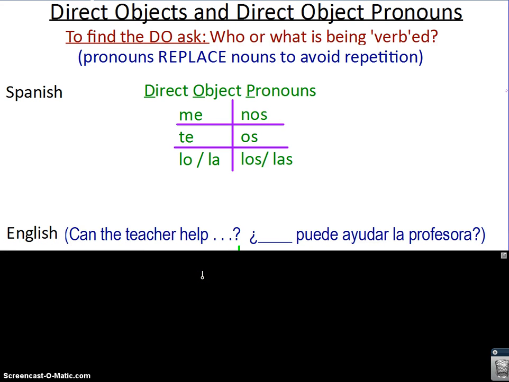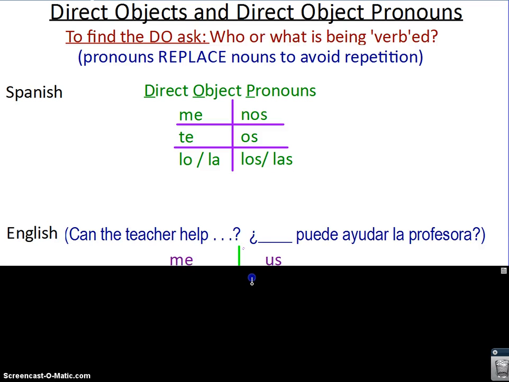In English, let's just write down what their equivalents are, and in order to do this we have to think of a sentence that includes a direct object. Can the teacher help blank? In Spanish it would be blank puede ayudar la profesora. So if I had me, it'd be can the teacher help me? If I had nos, it's not we. Nos means can the teacher help us?